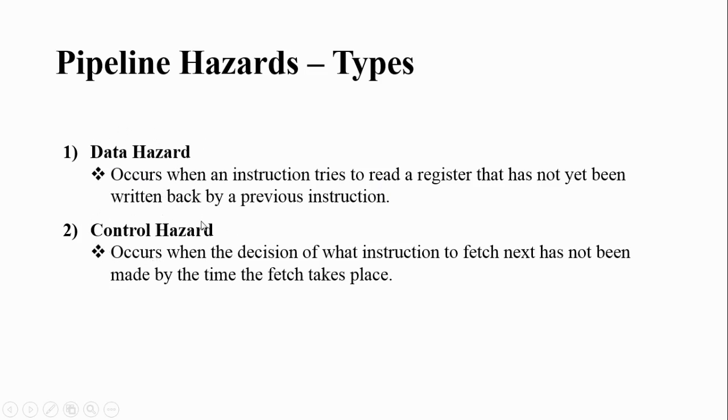The second type of hazard is known as control hazard. This occurs when the decision of which instruction to fetch next is not made at the time of fetching. For example, in a branch instruction, you are going to branch to another location which is not the next location in the program, somewhere else in the memory. So when you are executing the branch, you will not know where to branch, or to which address location you need to go.